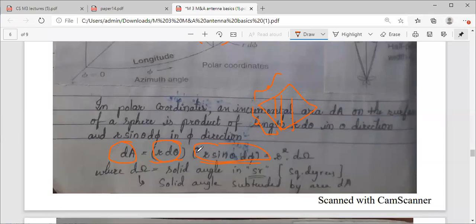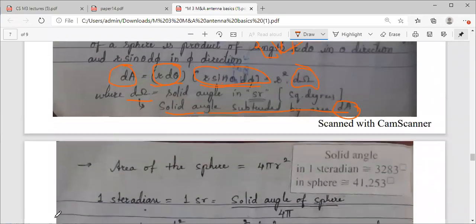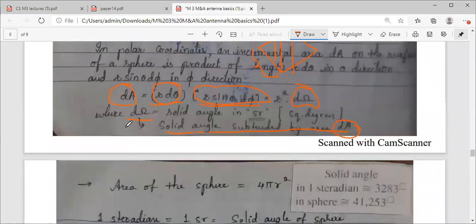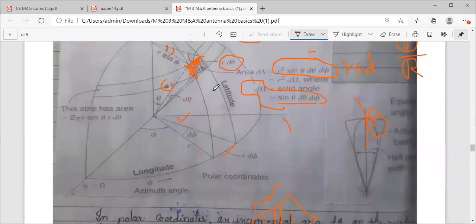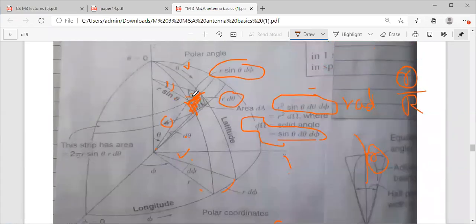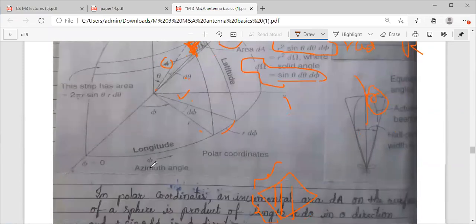उसमें r square you take it out, sin theta d phi is in short written as d omega. We call this d omega as the solid angle subtended by the area dA. It is very important to know why the lengths of these areas are what they are, why it is r sin theta d phi and why it is r d theta.